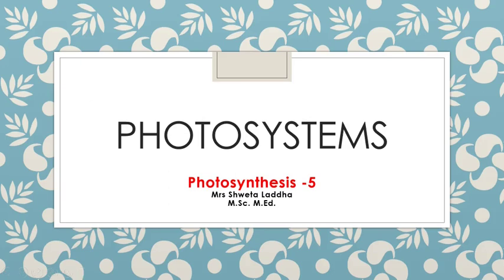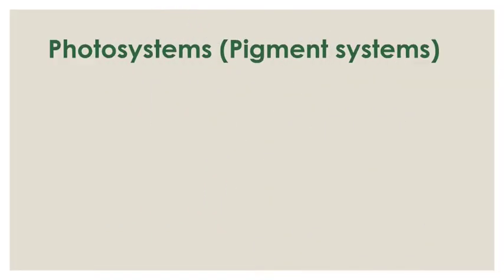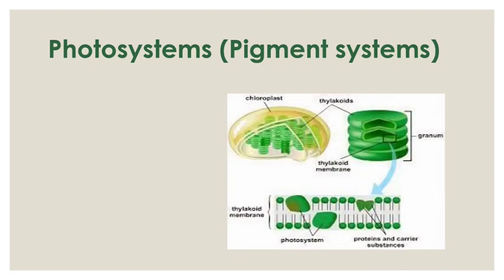We are going to discuss photosystems today. Photosystems are also called pigment systems. Where are these present? Just a revision again about the location of the photosystems.